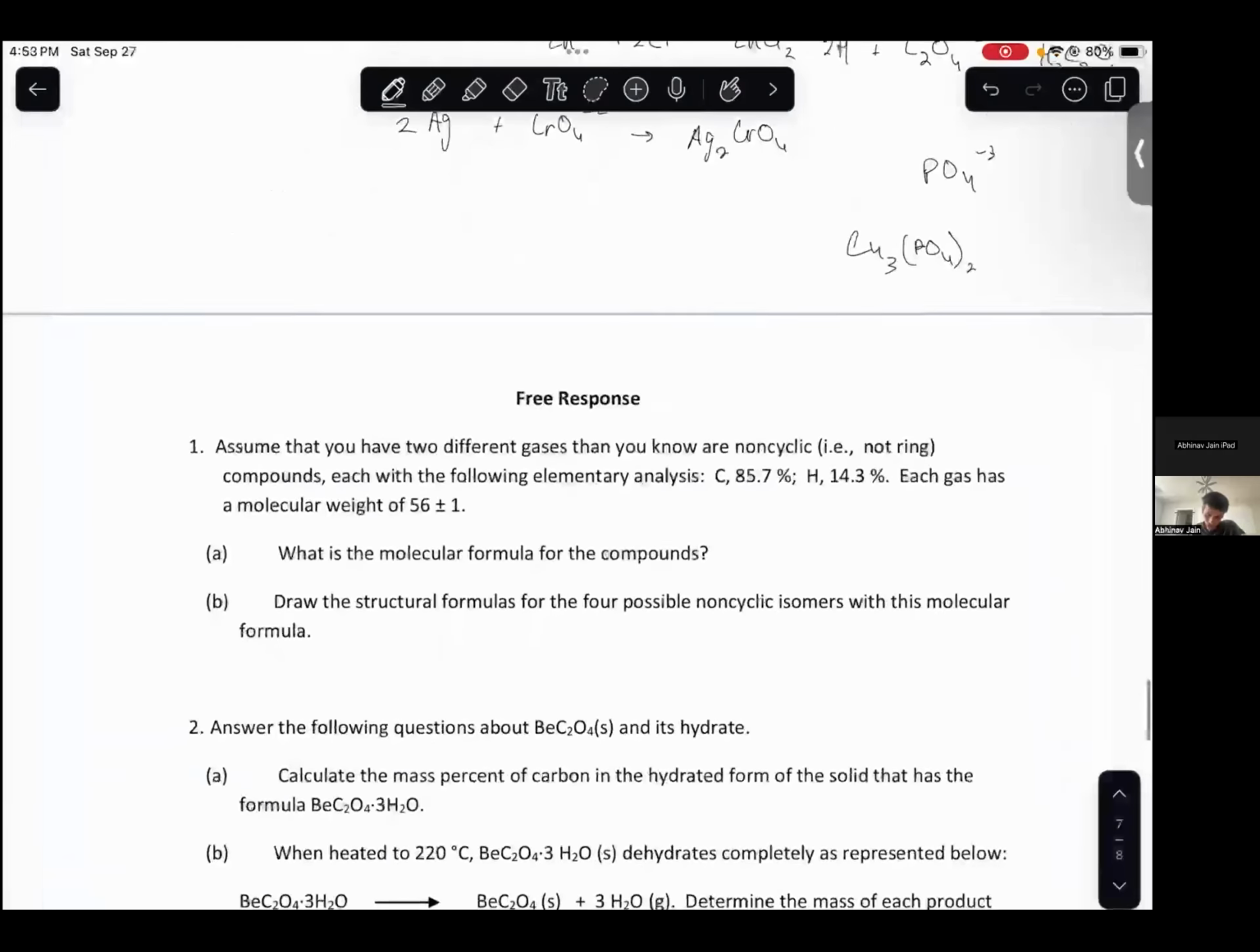Moving on to the FRQ, sometimes you have two different gases that you know are non-cyclic. So they're not ring, they don't have a ring in them. And they have the following elemental analysis. So we can notice how these percentages add up to 100%. So we know that this compound only contains carbons and hydrogens.